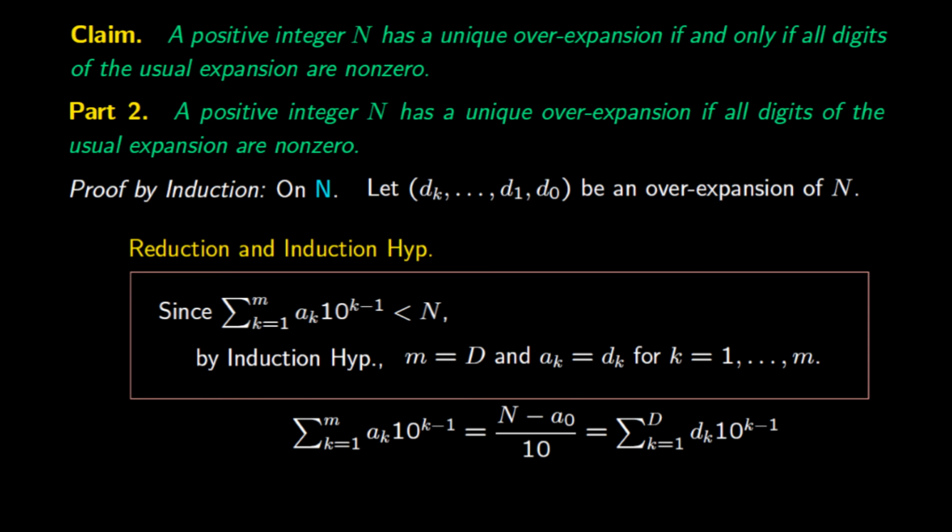Hence by the induction hypothesis, each ak and dk are equal to each other, and the numbers of terms in the summations are equal to each other as well. This concludes the whole proof, since we proved that any overexpansion must be equal to its usual expansion. Thanks for watching.